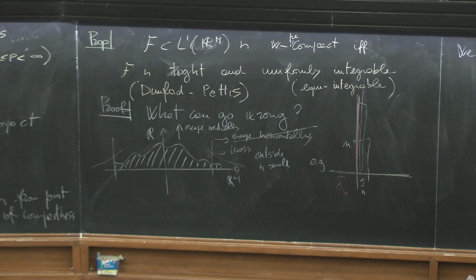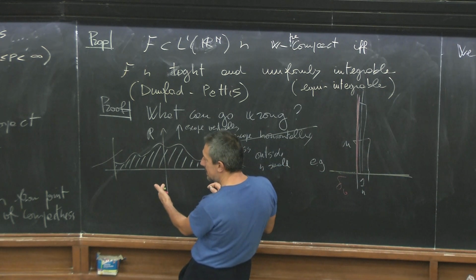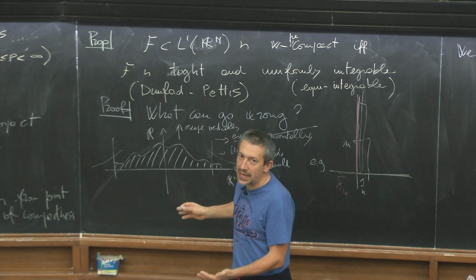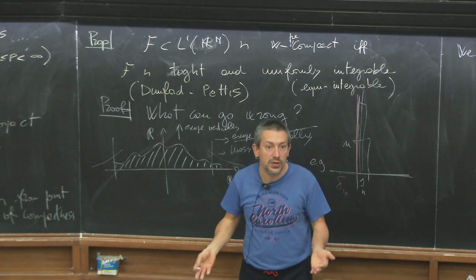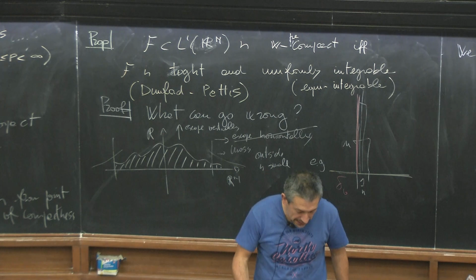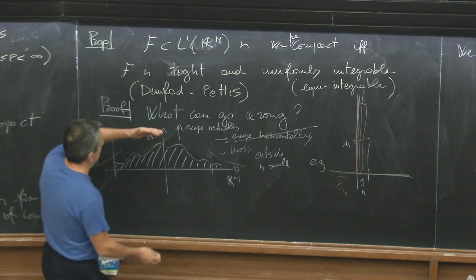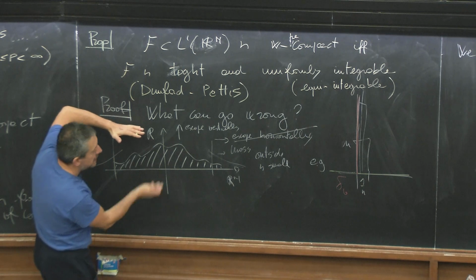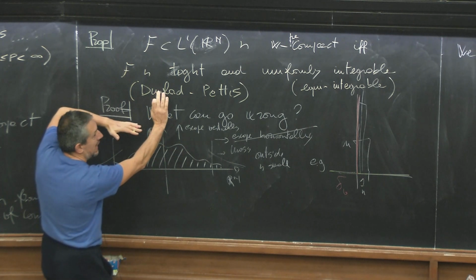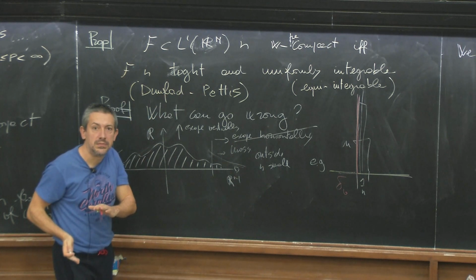Okay, let's go back to tight. Tight means that if I take, in this case, some radius r, or some compact set, but essentially the ball of radius r, then if r is sufficiently large, the mass outside is as small as I want, no matter what the function is. So the vertical tightness would be that if I cut the function at the height h, the quantity of f outside h is small.